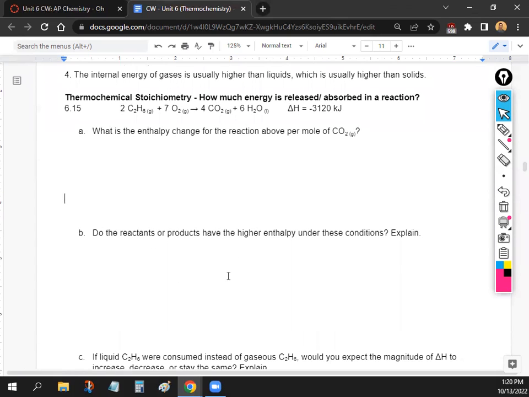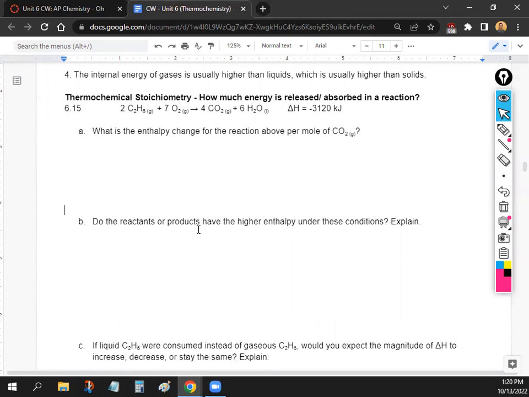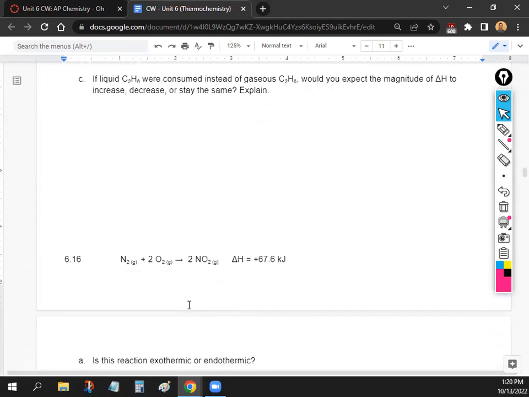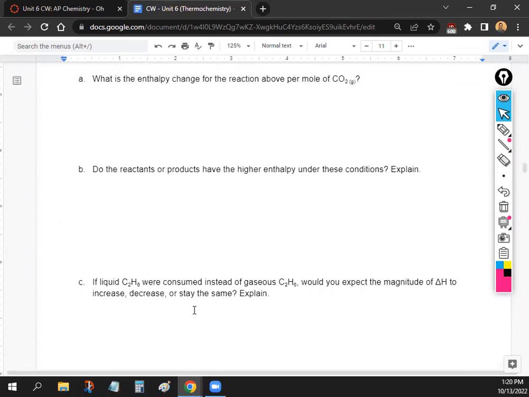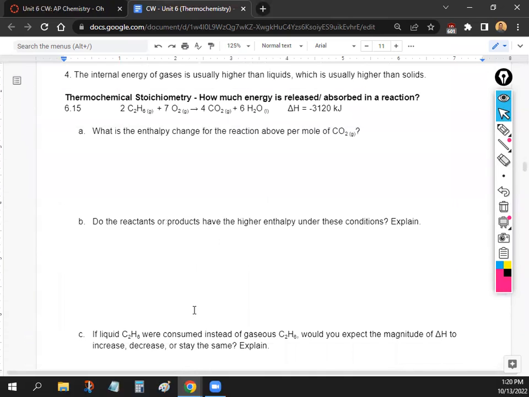Okay, so let's go on to 6.15. So we got a chemical reaction here. I know this might be kind of hard to see for you guys, so if you have it pulled up on Canvas, that might be helpful. What we're going to do is find the enthalpy change in the reaction above per mole of CO2, okay? I'm going to do this problem with you, and then I'll have you try the next one on your own. So you want to find the delta H per mole of CO2.